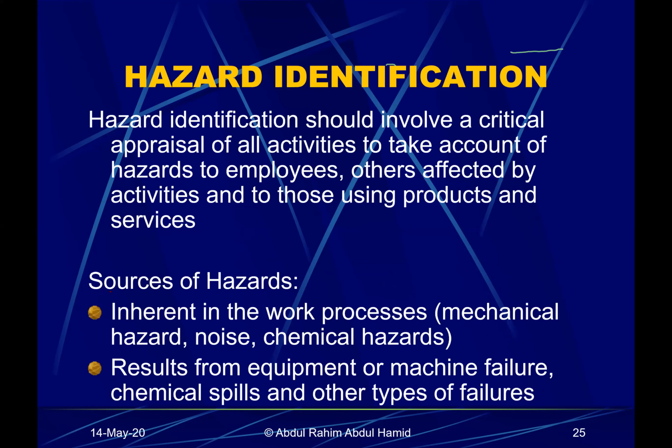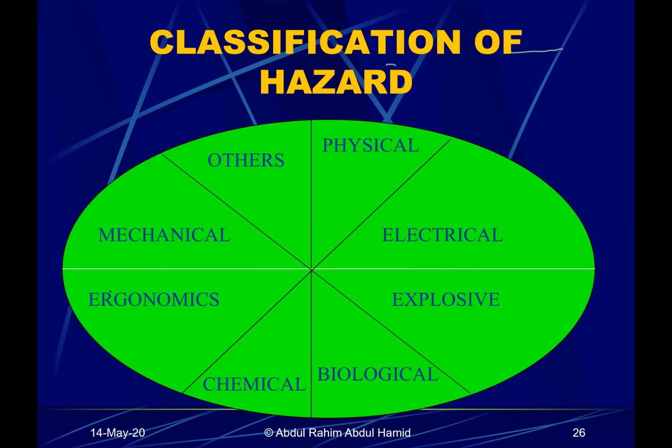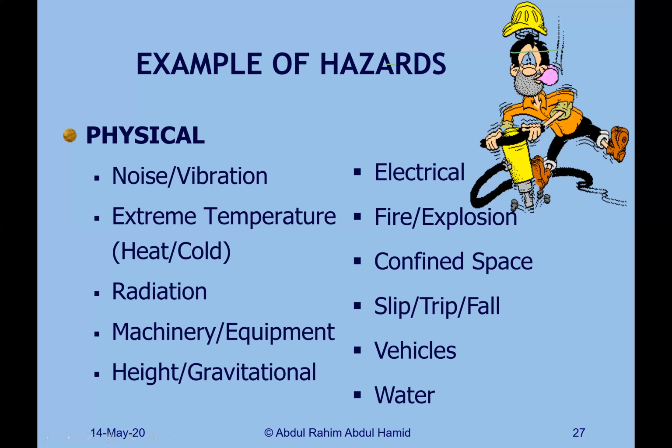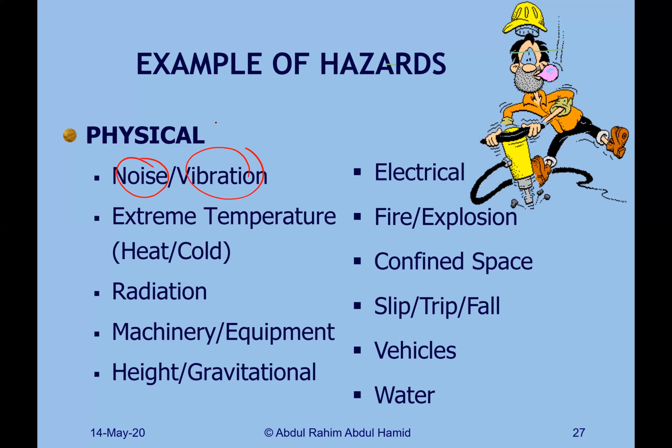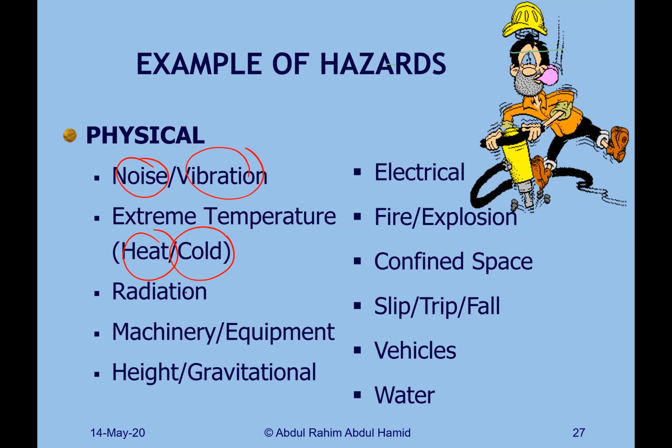Hazard identification. Hazard could come from many different sources. What could be the sources of hazard? We can classify hazards by name, for instance physical, electrical, explosive, biological, chemical, ergonomic, mechanical, and so on. Examples of physical hazard: noise, vibration, extreme temperature, cold, hot, radiation, machinery, equipment, working at height.